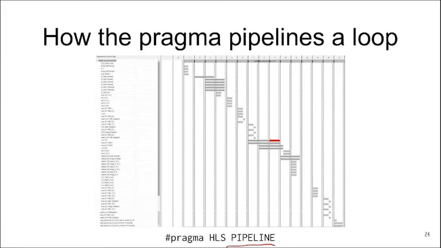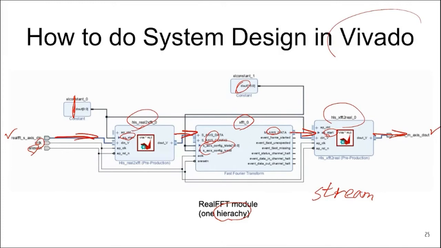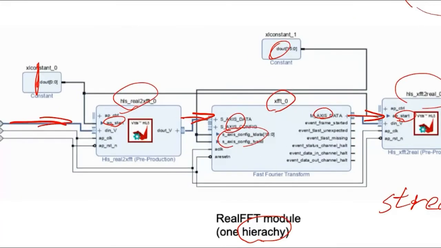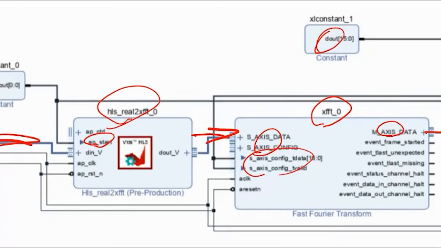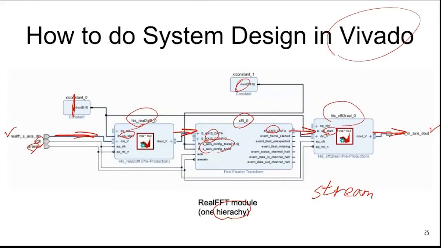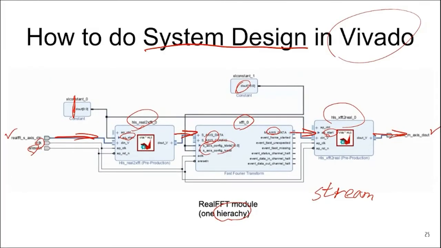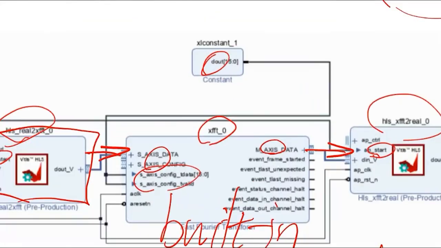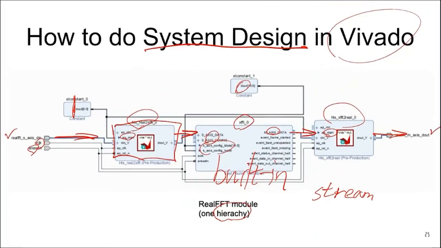In the C code, you don't integrate the RTL part. The RTL part is only integrated in the block design. So the two IPs are created in Vitis HLS, but we integrate them in Vivado as a system design. We instantiate the two blocks along with the built-in FFT IP, which is on the shelf.